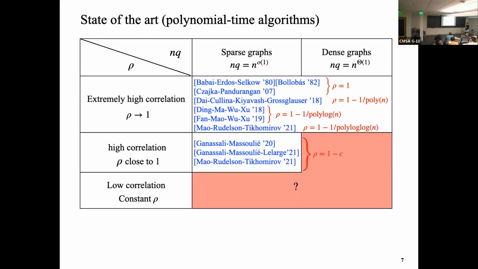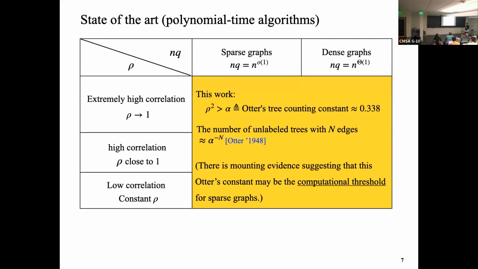Okay, so the question is, is it possible to have an algorithm that runs in poly time that can deal with low correlation and also works for both dense and sparse graphs? And that's this work. So the algorithm I will describe achieves a very specific constant called Otter's constant. So when rho is either bigger than root alpha or less than minus root alpha, this special constant, there is an algorithm that succeeds. And this works for both sparse and dense graphs.